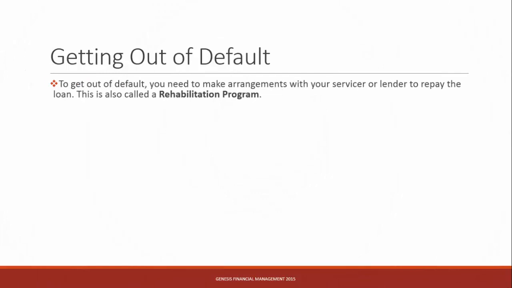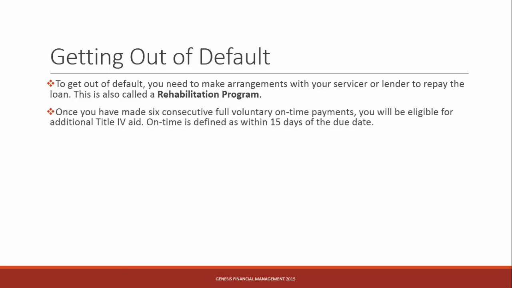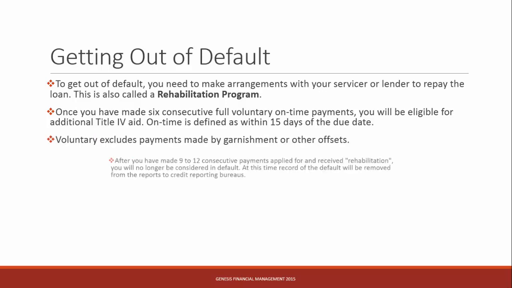Getting out of default. To get out of default, you will need to make arrangements with your servicer or lender to repay this loan. This is also called a rehabilitation program. Once you've made 6 consecutive full voluntary on-time payments, you will be eligible for additional aid. On-time is defined as within 15 days of the due date. Voluntary excludes payments made by garnishment or other offsets.